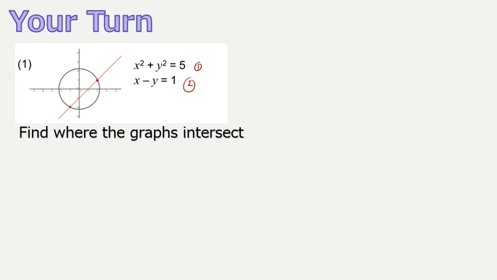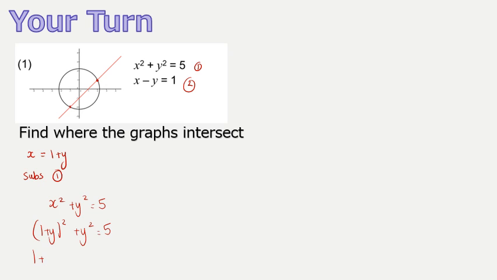Rearranging equation 2 to get one of the variables to be the subject. I'm going to plus y on both sides, and I would get x equals 1 plus y. I'm therefore going to do as we normally do and substitute it into equation 1. So instead of x squared plus y squared equals 5, the x is going to be replaced with 1 plus y, and that's all got to be squared.